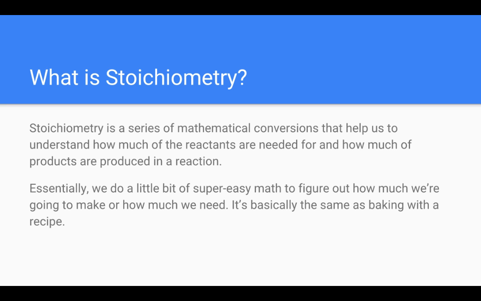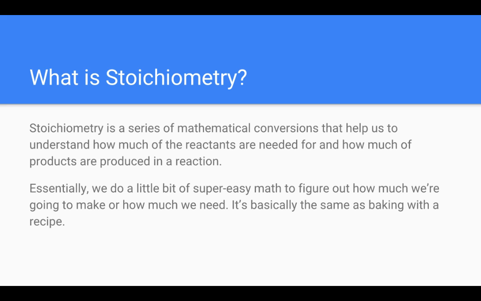Stoichiometry is a series of mathematical conversions, like those unit conversions we did before, but we relate them to our balanced chemical equations, and it helps us to figure out how many or how much of each ingredient we need for our recipe, and how much of the products we're going to make. So essentially, we do a little bit of this super easy conversion math to figure out how much we're going to make or how much we need for our equations.